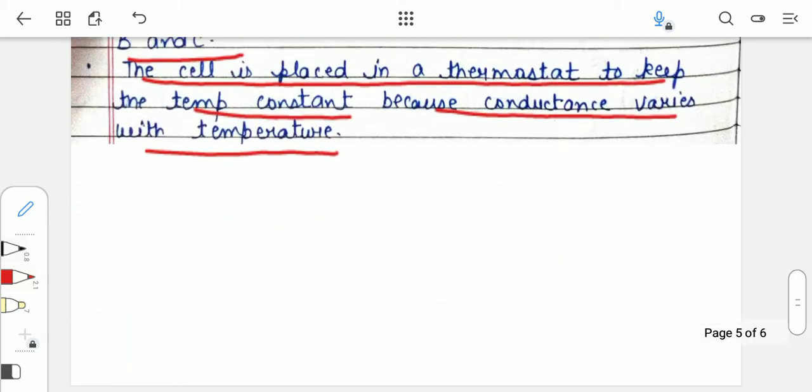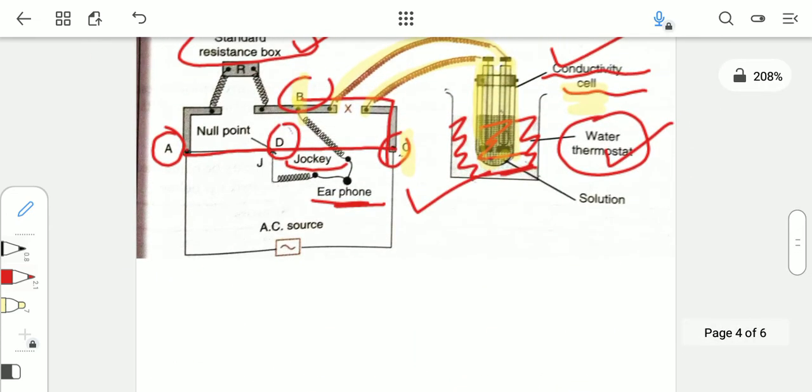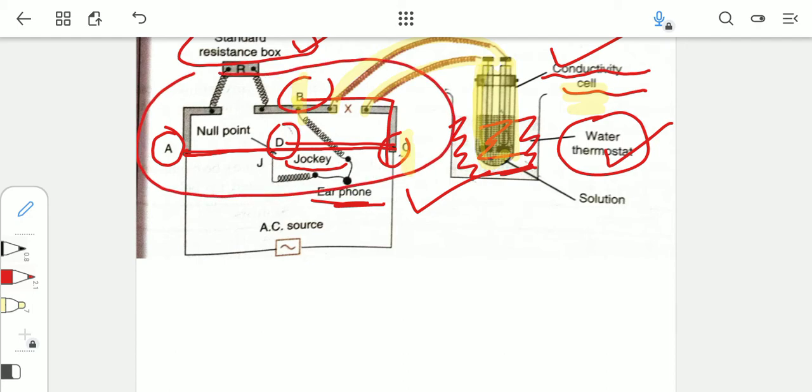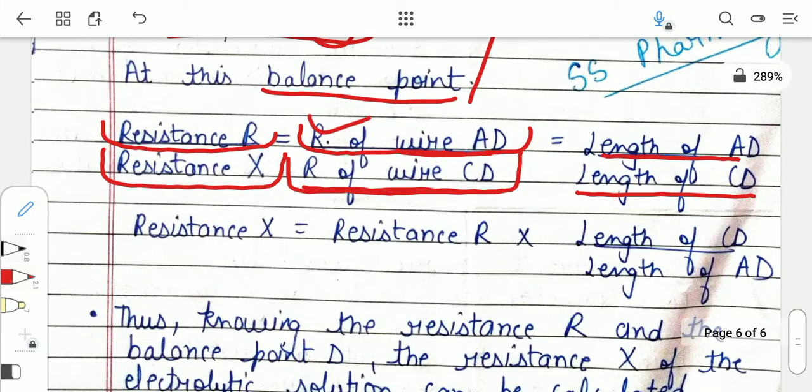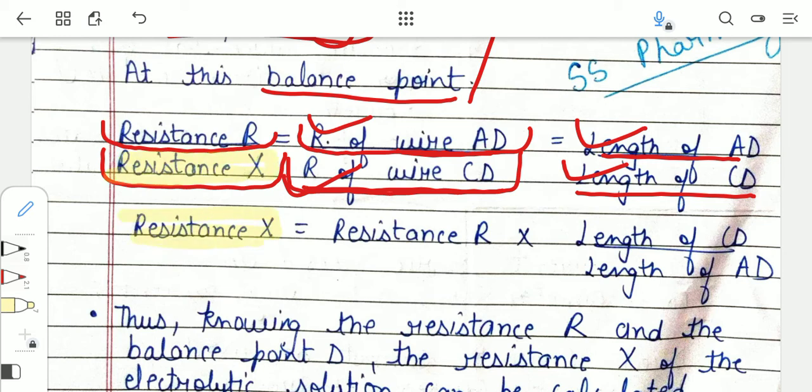D is our null point, and there is some resistance between the arm A and D, and some resistance between D and C. This is a kind of Wheatstone bridge arrangement, so that is why we are deriving that equation. So these two values we have taken equal to this one. Finally we get a formula for calculating the resistance X: resistance X is equal to resistance R into length of CD upon length of AD. This is a practical thing, but when you write the theory part, you only need to write this formula, because we are not doing any calculations here.